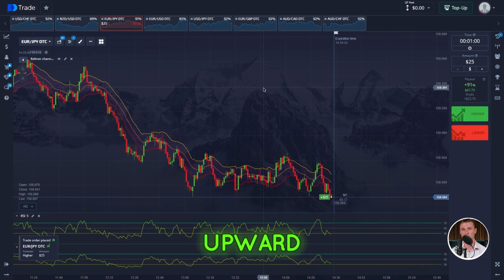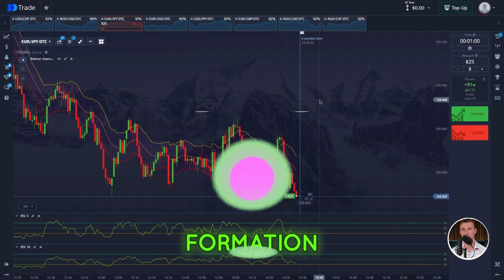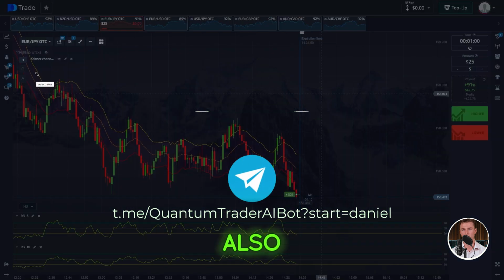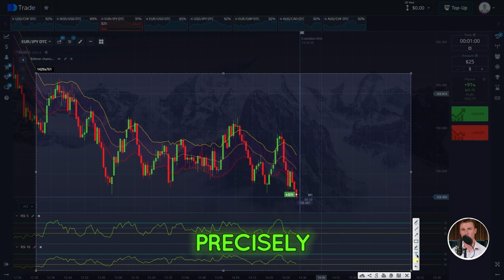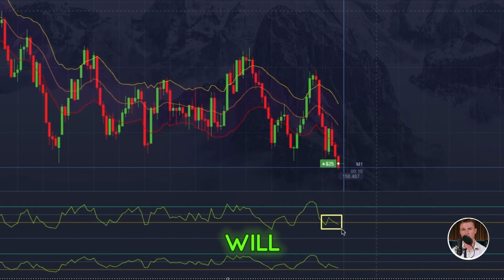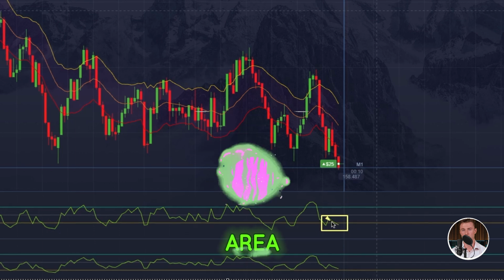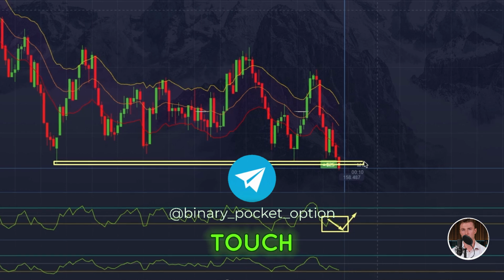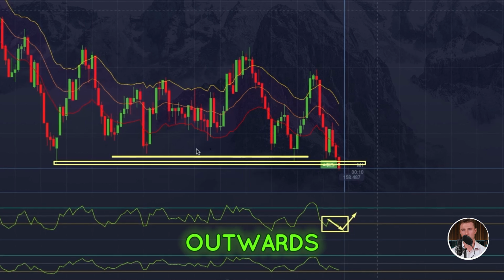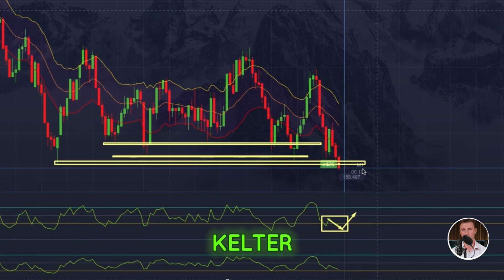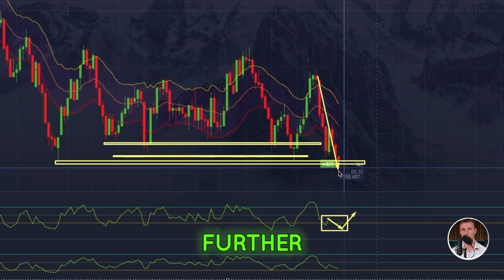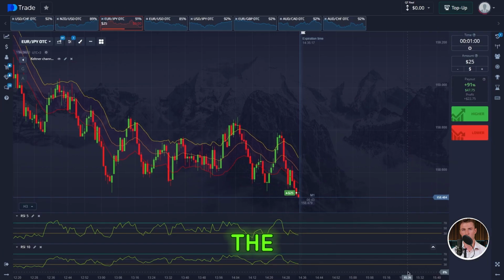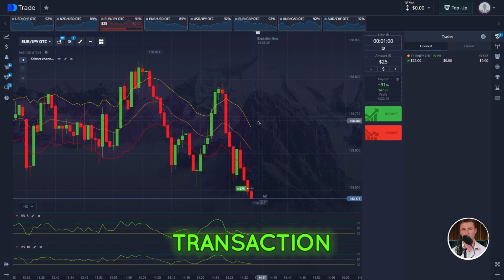And let's open an upward trade here, a good entry into the trade for the formation of a new local minimum. Select a working area. Here we will also focus on our upper oscillator, more precisely on its moving average, which will have to come out of the oversold area. And then we broke through a good support area. We had touch points here. Our movement went outwards through the Kelter channel, and I think the further dynamics should go up. Let's look at the result of the first transaction.